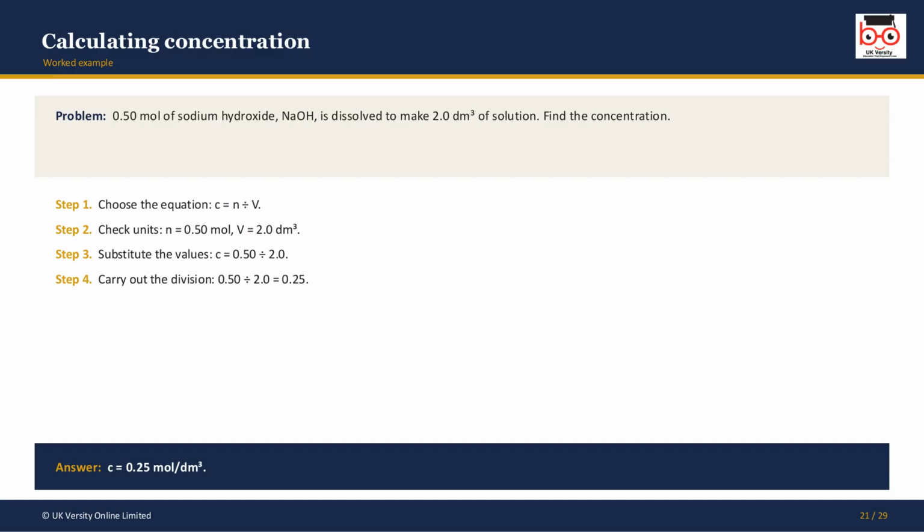Let's calculate a concentration. We dissolve 0.50 moles of sodium hydroxide to make 2.0 dm cubed of solution. We use C equals N divided by V. Check the units. N is 0.50 moles and V is 2.0 dm cubed. Both fine. Substitute in C equals 0.50 divided by 2.0. The division gives 0.25, so the concentration is 0.25 moles per dm cubed.